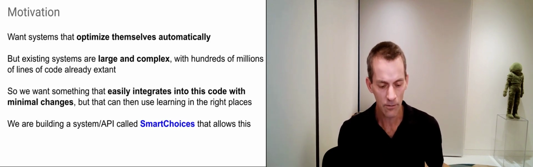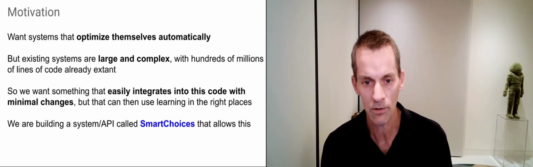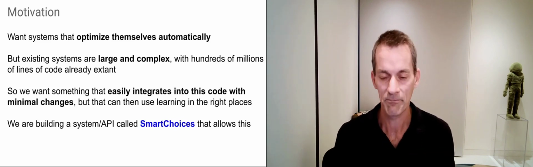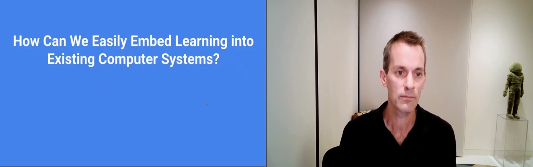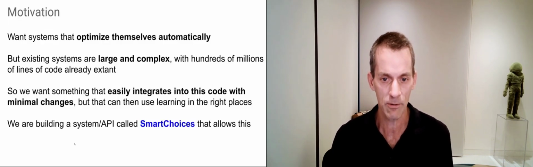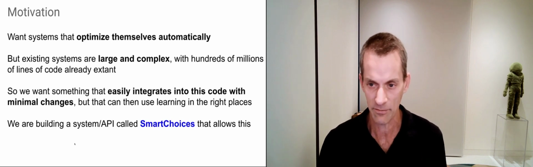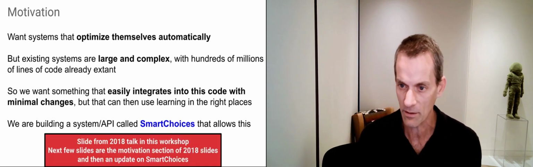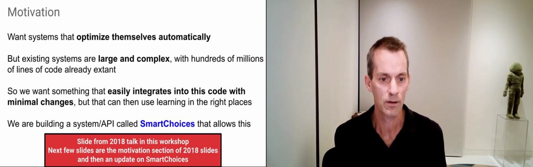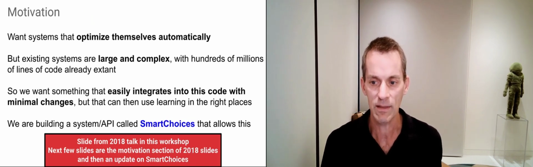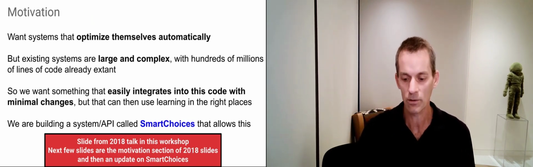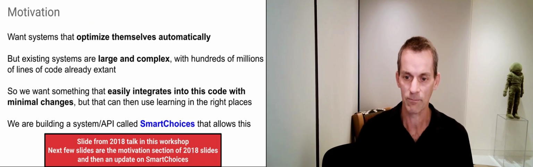Okay. Another question is, how can we easily embed learning into existing computer software systems in particular? We want systems that can optimize themselves automatically, but a lot of existing computer systems are very large and complex. Things like compilers and operating systems and networking stacks, and they have hundreds of millions of lines of code that already exist. So we want something that can easily integrate into this code with fairly minimal changes, but can then use learning in the right places.